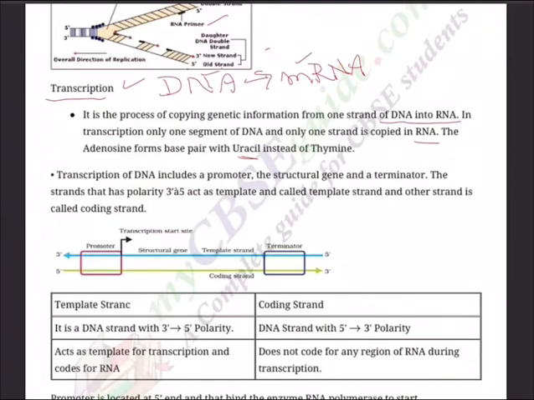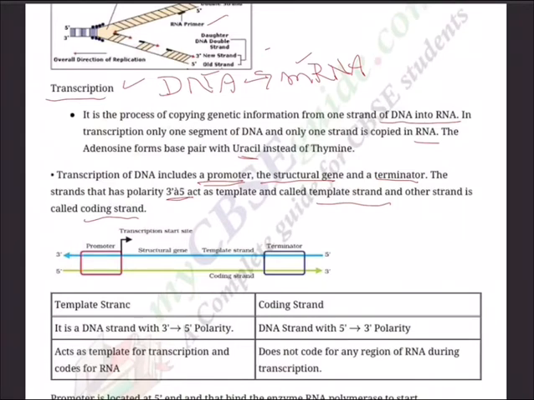So what is required for transcription of DNA? First and foremost, a promoter should be there, and the structural gene should be there, and a terminator will be there. So these three are compulsory. Transcription of DNA includes promoter, structural gene and a terminator. The strand that has polarity 3 to 5 prime acts as a template and is called the template strand, and the other strand is called the coding strand.